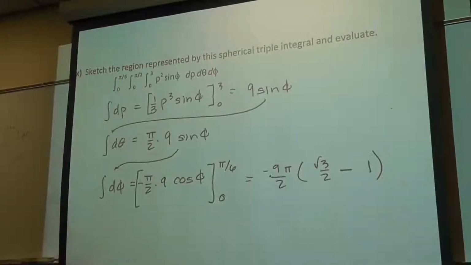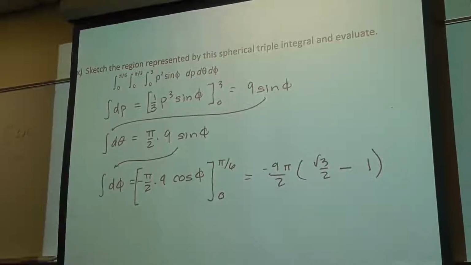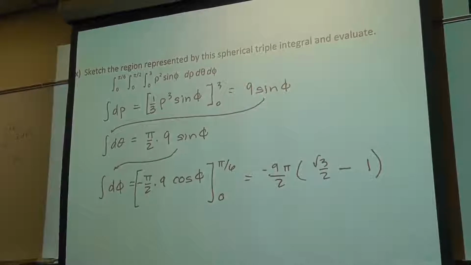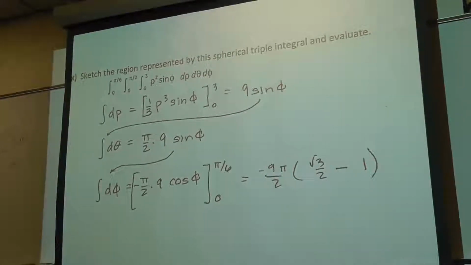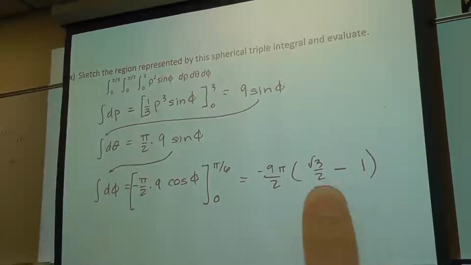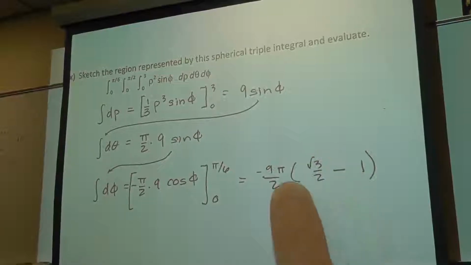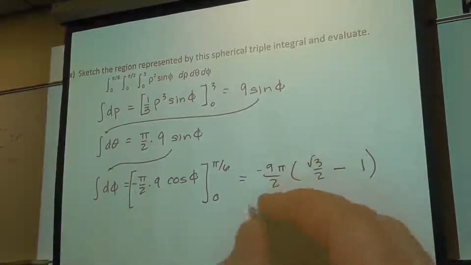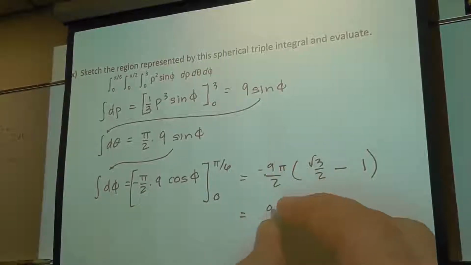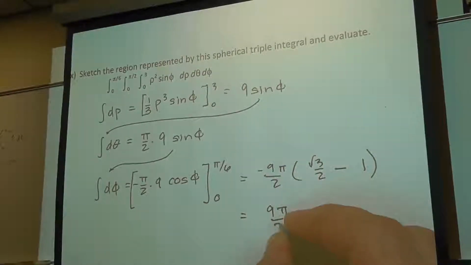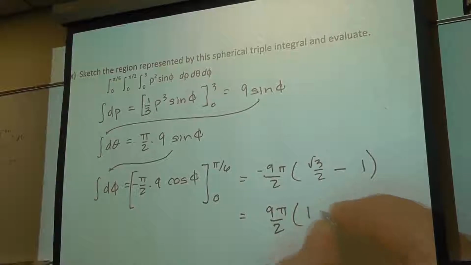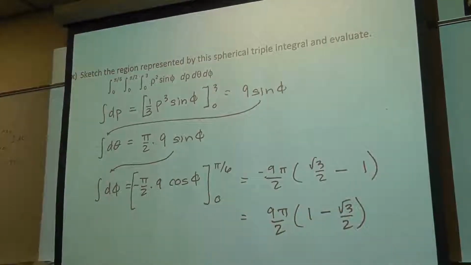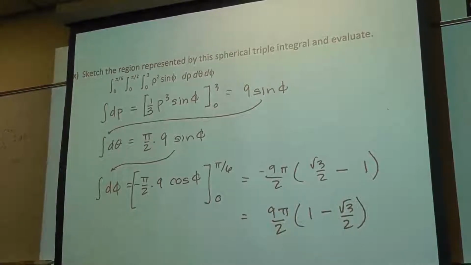So it looks like you get a negative answer, but it's not. Square root of 3 over 2 is about 0.8 something, I think. 0.866. So yeah, 0.866 minus 1, that's negative inside the parentheses times the negative in here. So if you want to make it look a little more normal, I guess you could take the negative out in front of the 9 pi over 2 and reverse the order of subtraction inside there if it so pleases you. Okay, so it's guaranteed to be a positive answer.